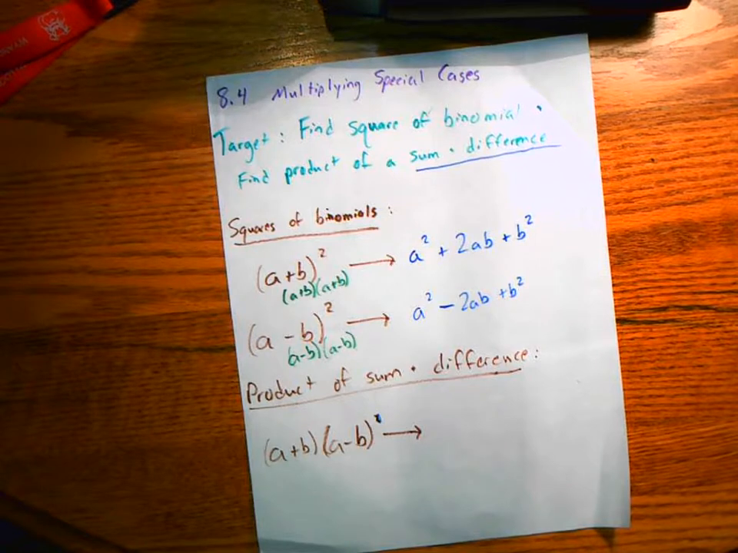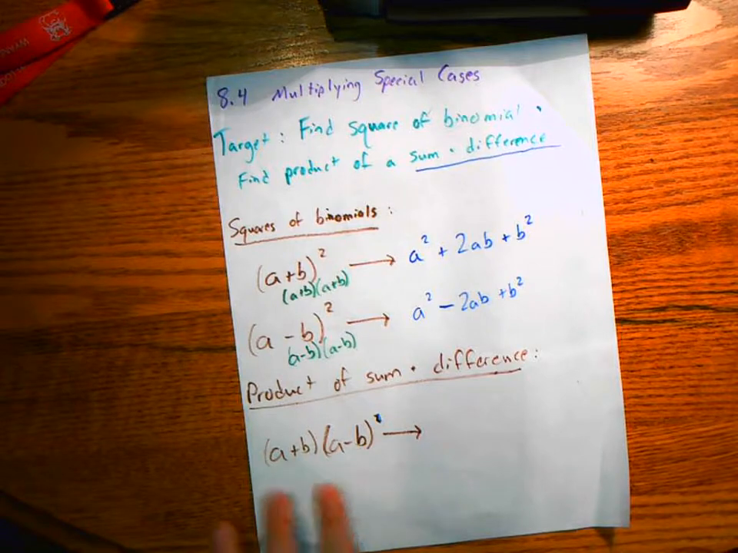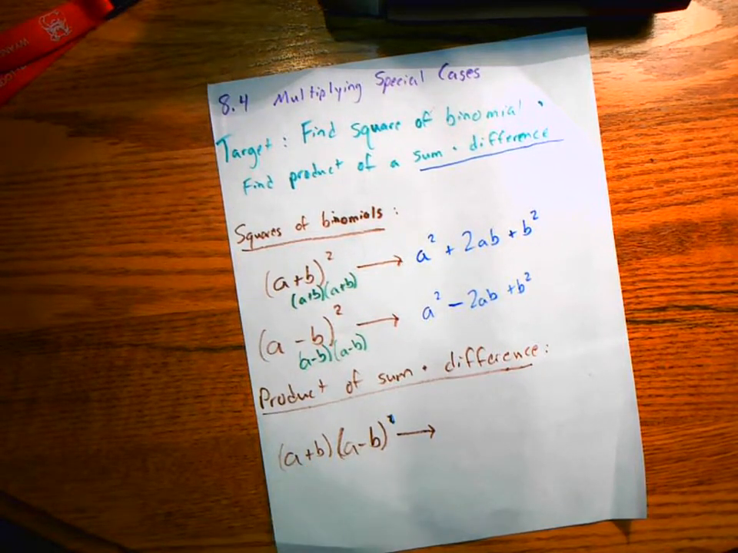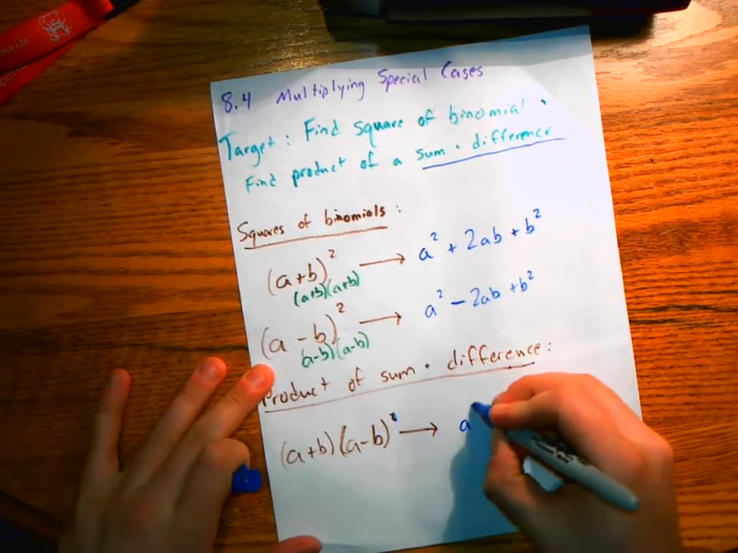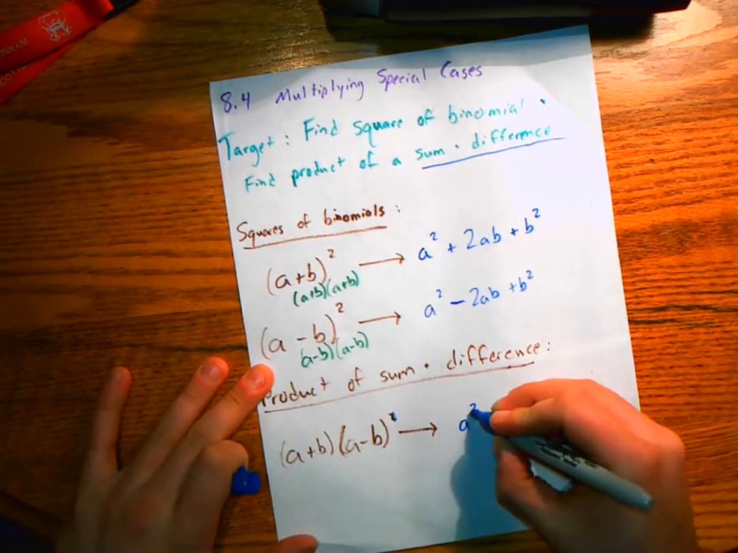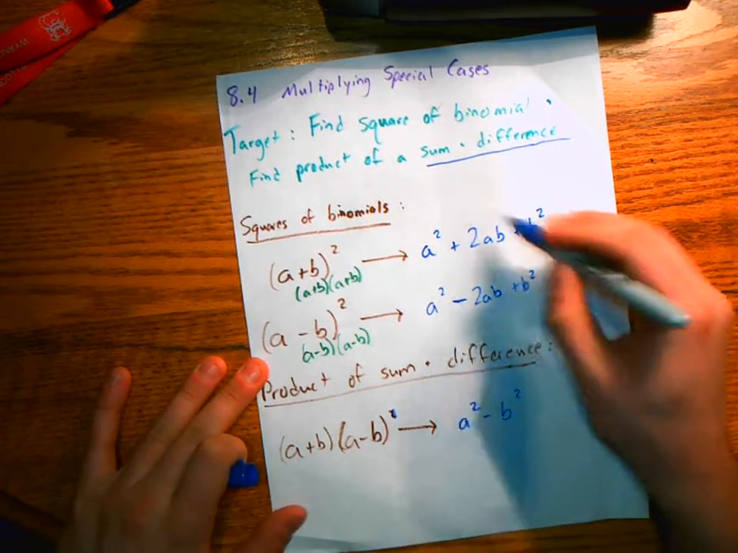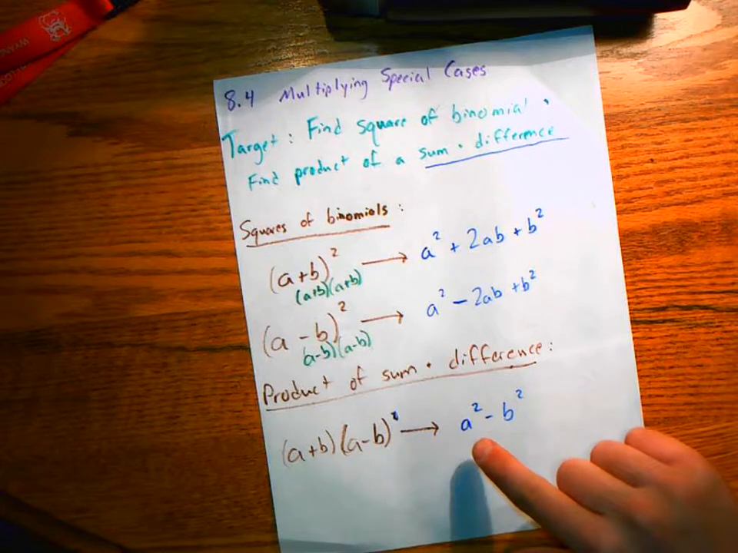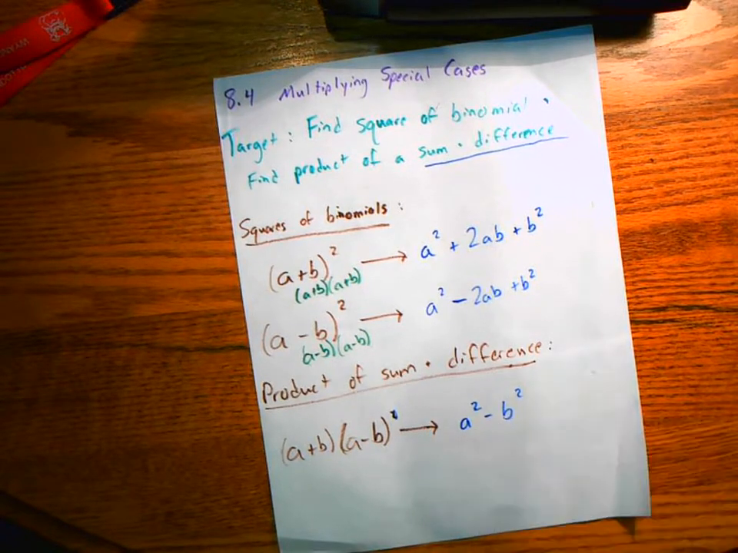But the most important one that I want to get to is the product of a sum and difference. So sum and difference is if you have the exact same terms being multiplied together, but one is a sum and one is a difference, hence product of sum and difference. When you multiply all these together and simplify it out, I could go through and show you all the work, but the shortcut is a squared minus b squared. So notice that there's no 2ab term in a product of sum and difference. The only thing between them is the first term squared minus the second term squared.